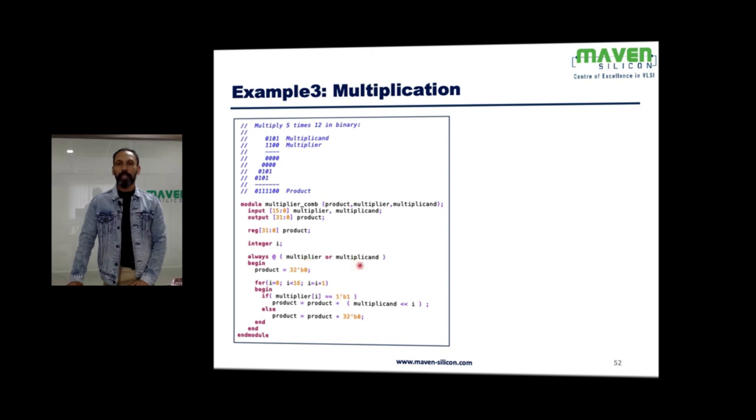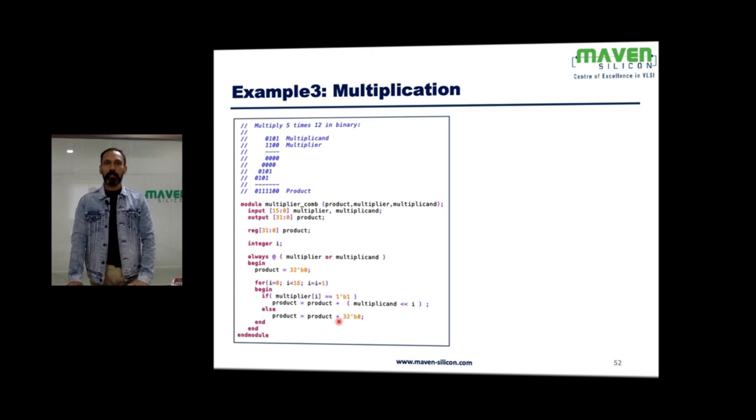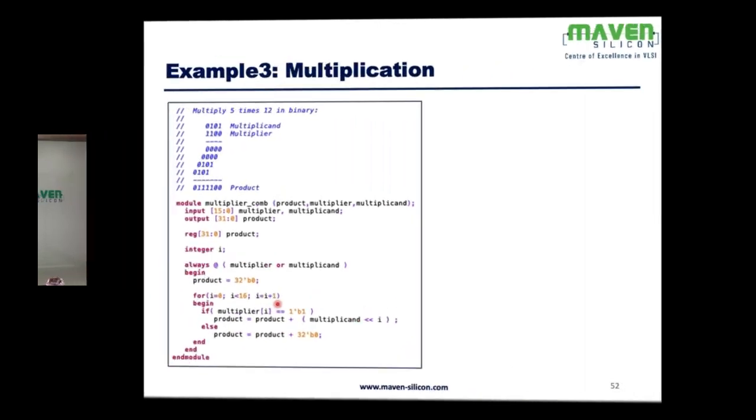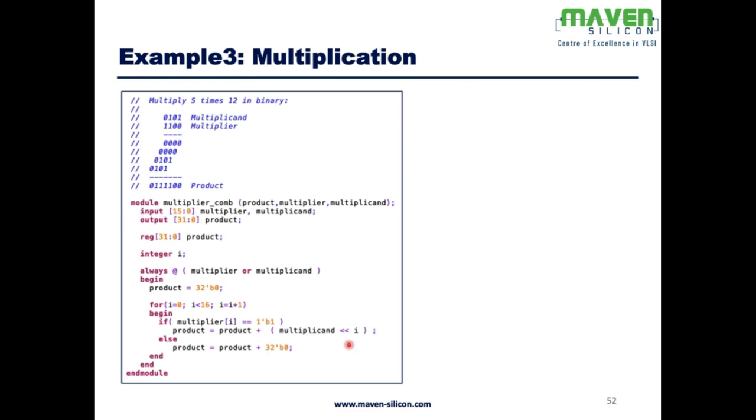Whenever any one of the operands changes, it's going to perform multiplication. The product, the result, will be initialized with 0, and there are overall 16 bits for the multiplier and multiplicand. So we run the for loop 16 times and it always checks multiplier[i]. If this particular bit is high, then you do product = product + (multiplicand << i). This does multiplication, addition and left shift.